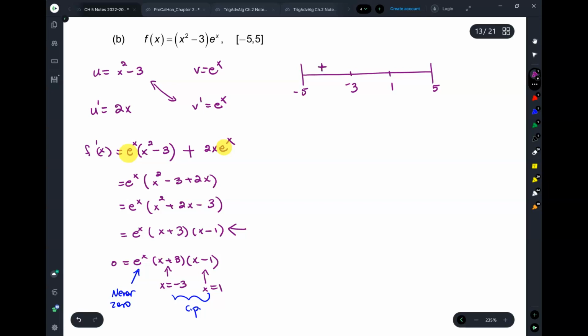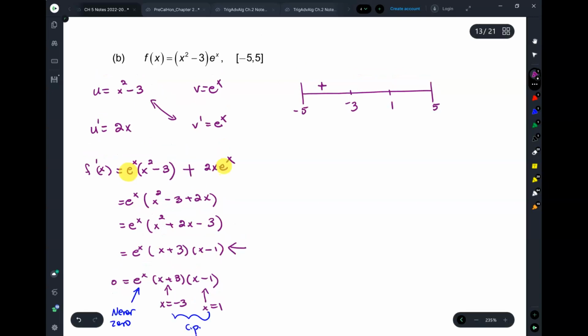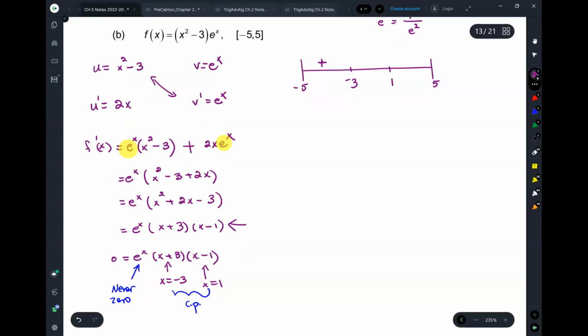Wait, e to a negative exponent is positive? Yes, because if you had e to the -2, it's just 1 over e squared. So e is always going to be positive, unless there's physically a negative outside. If I plug in a 0 here, then it's negative. And if I plug in a 3, then it's positive.